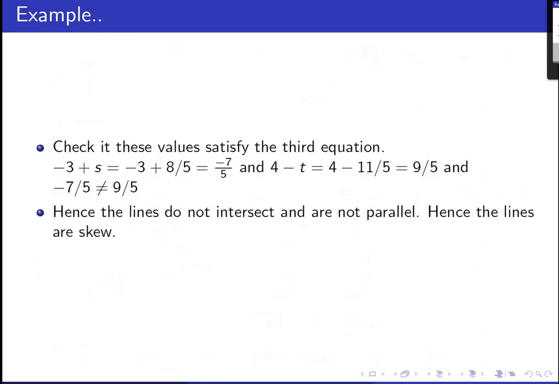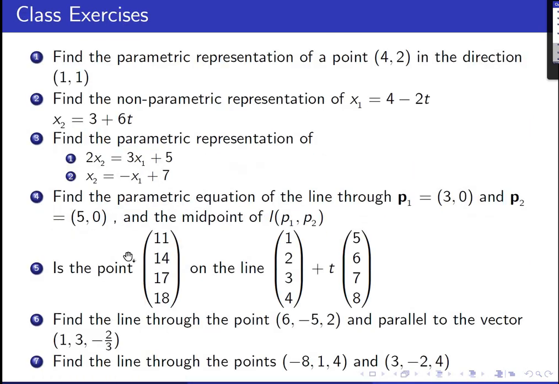And then we have another exercise. In this exercise, we need to find out if the point (11, 14, 17, 18) lies on the line (1, 2, 3, 4) plus t (5, 6, 7, 8). Clearly here we are in R4 because we have 4 components. So we need to check if this point lies here.